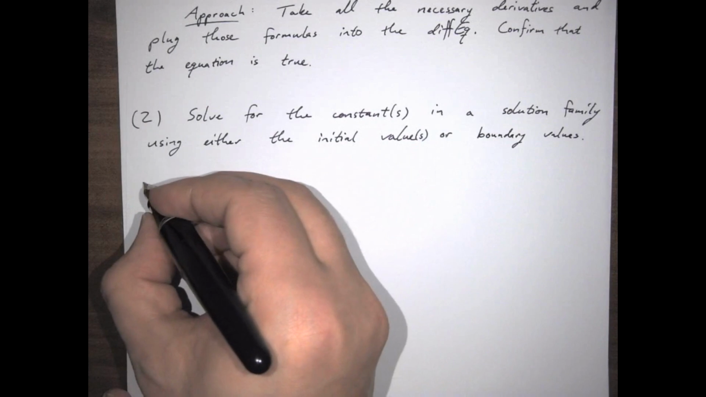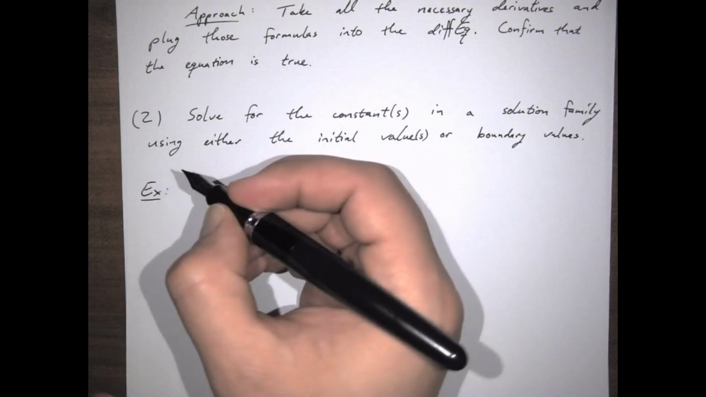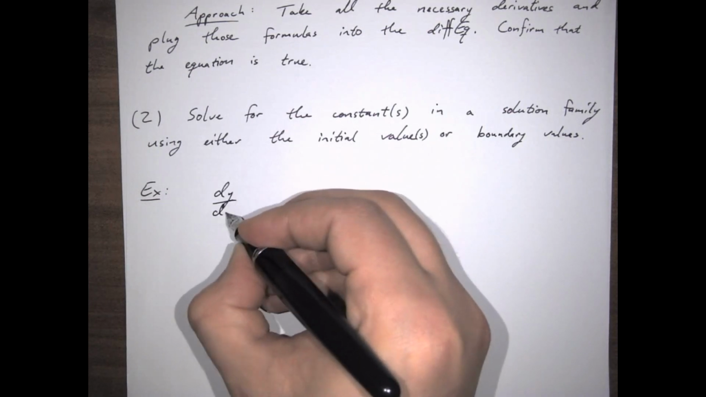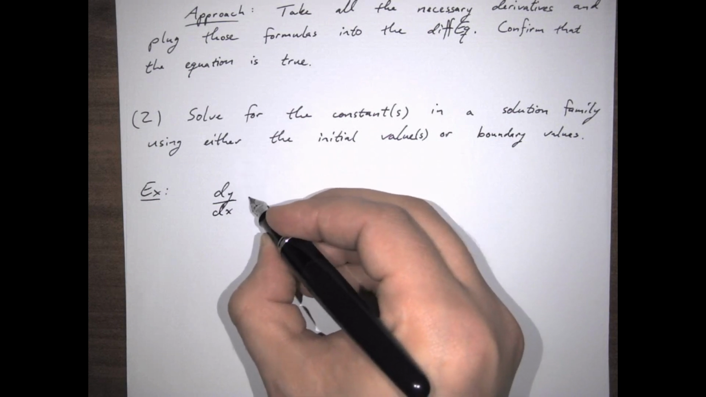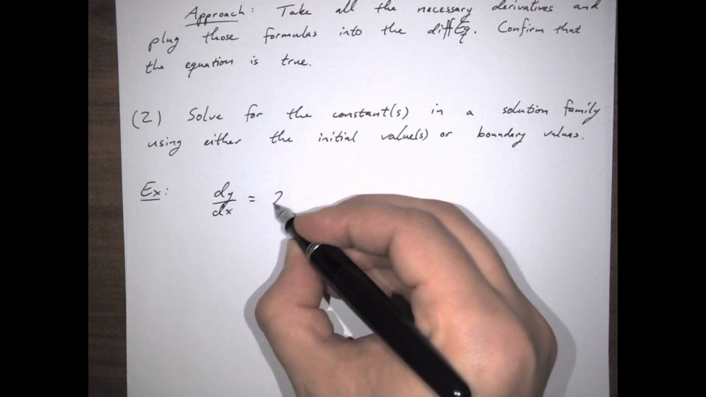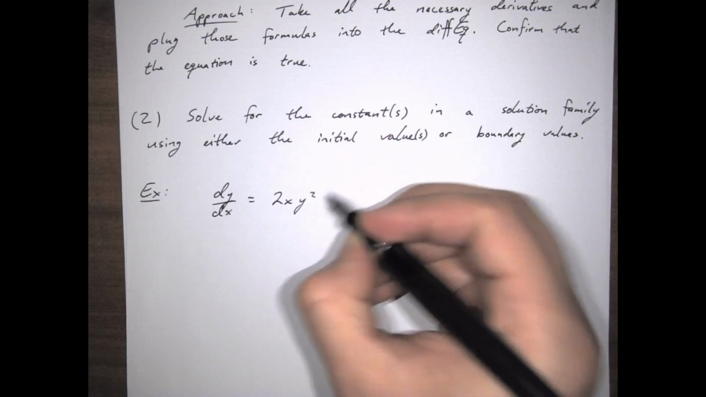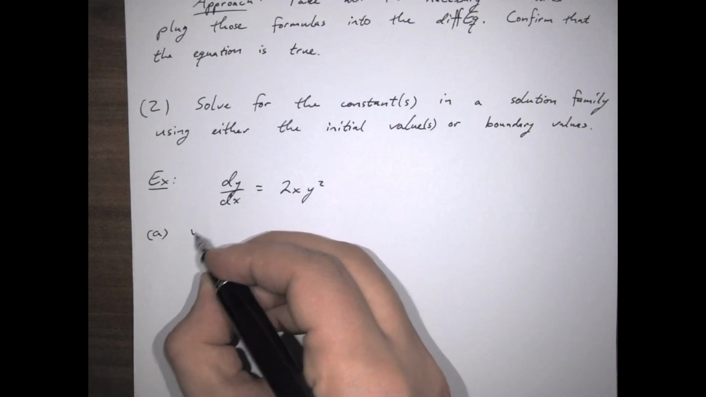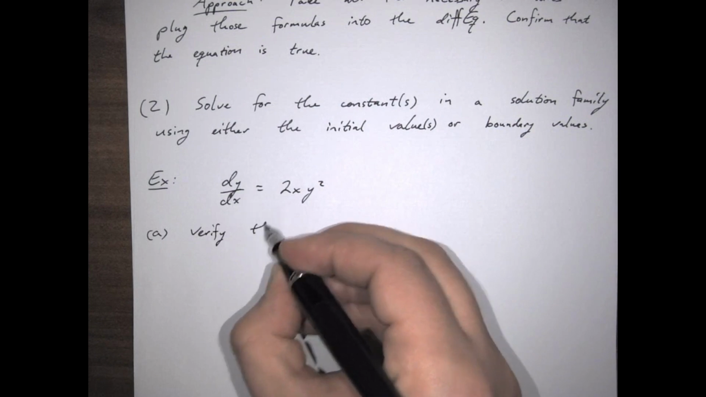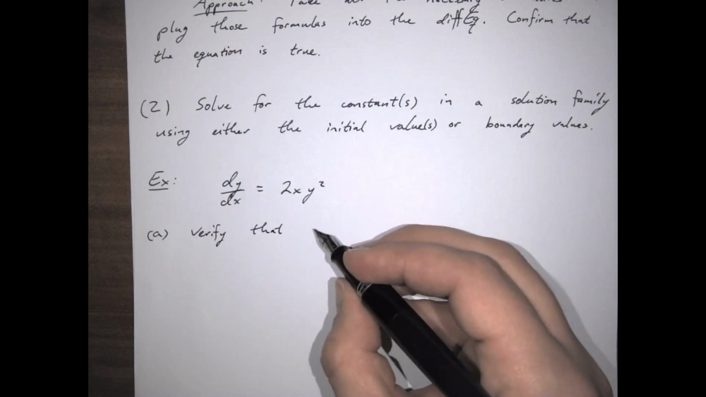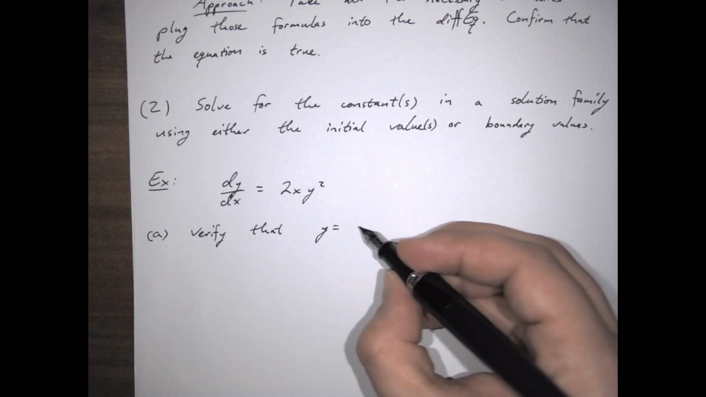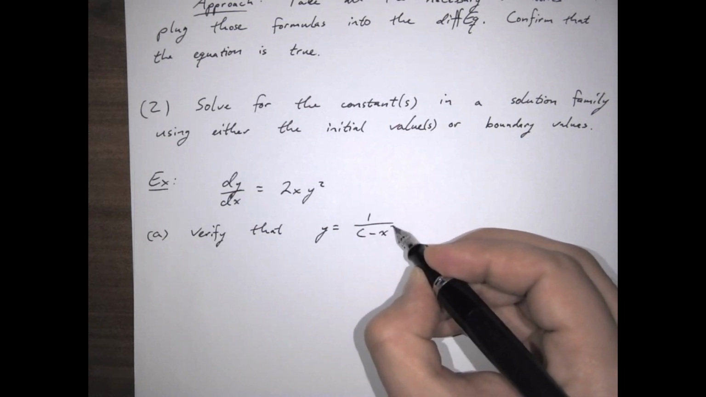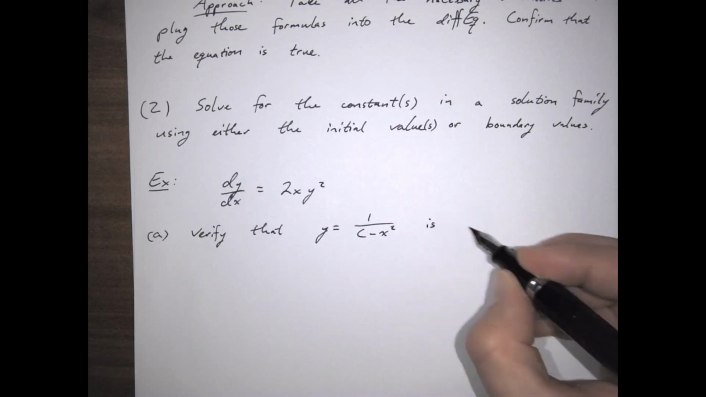Okay, so let's just go ahead and look at the example that we started with. So dy dx, the derivative with respect to x, is equal to 2xy squared. Let's just say that's our differential equation, A. So A, verify that y equals 1 over c minus x squared is a family of solutions.